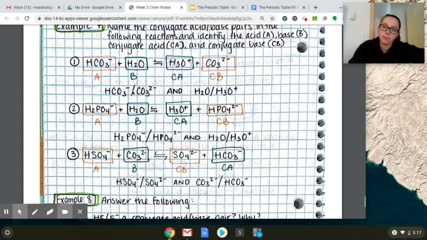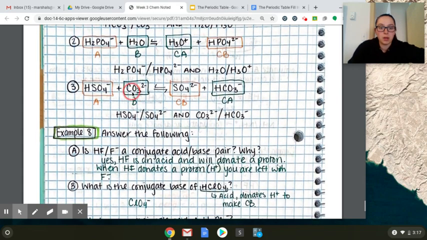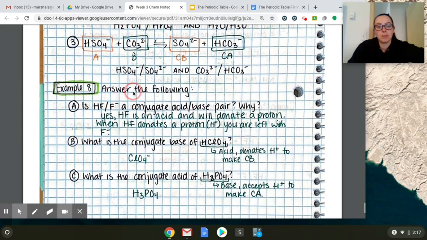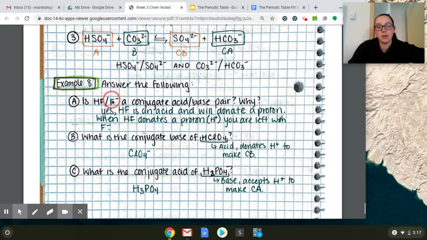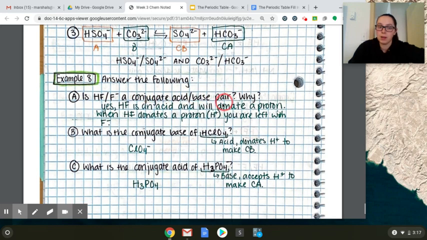Okay. Last example, example 8 is just answering the following. Is hydrofluoric acid and the fluoride ion a conjugate acid-base pair, and why? We say yes. Hydrofluoric acid is an acid and will donate a proton. When hydrofluoric acid donates a proton, you are left with F minus. So this is kind of your key sentence here, is that if I think, oh, if I donated a proton, would it turn into this?